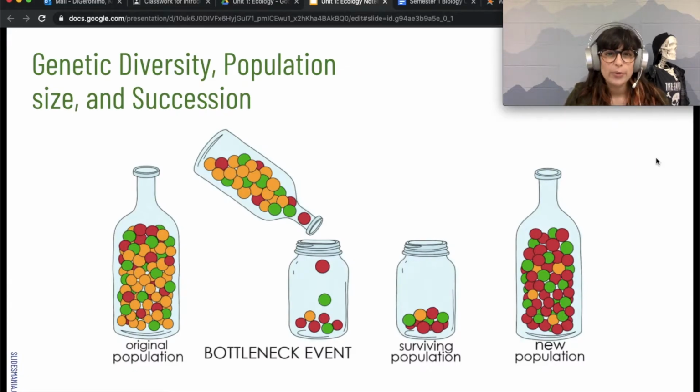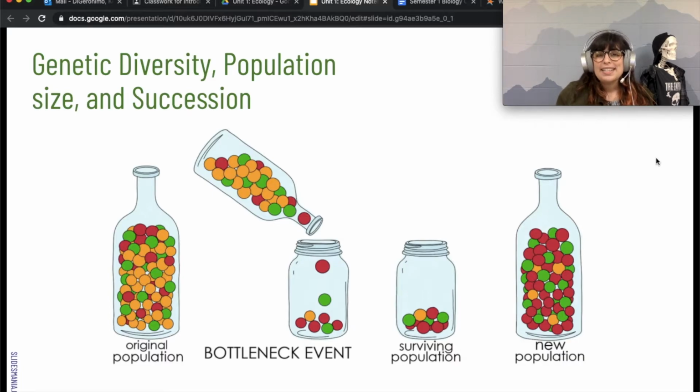While we're talking about recovering from disaster, I want to talk to you about this weird connection between biodiversity and succession. So this diagram is modeling for us something that's called the bottleneck effect. Imagine the bottle on the left, all the way on the left, represents an ecosystem before a disaster. It has high biodiversity, and that's represented by the different color beads in the jar. Those are different species in an ecosystem.